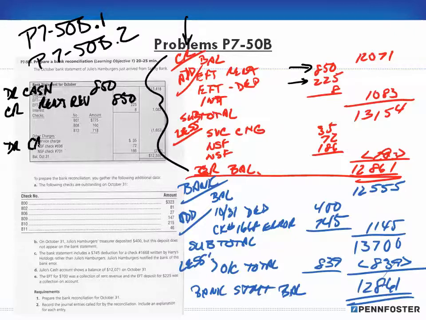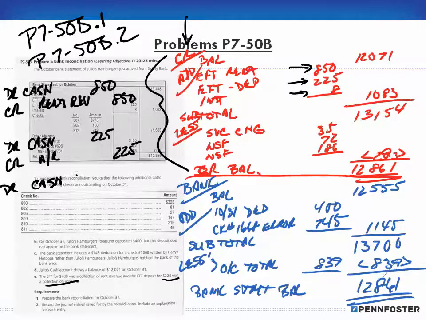Okay, then we have a deposit for $225. So we're receiving cash, so it's a debit to cash for $225. And we're receiving a deposit. And what are we receiving that deposit for? It says here this $225 was a collection on account. Well, our on account is our accounts receivable. So we're collecting our accounts receivable for $225. Then we have this $8 interest revenue. So debit cash for $8, and we're going to credit interest revenue for $8. That's revenue on a note receivable.